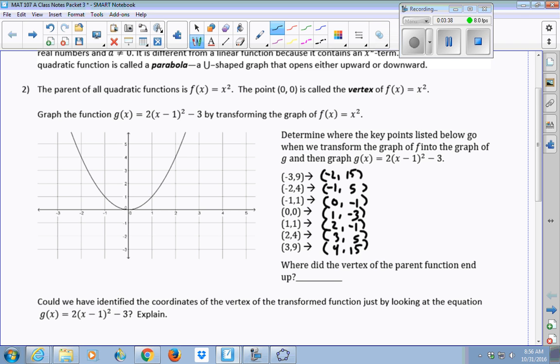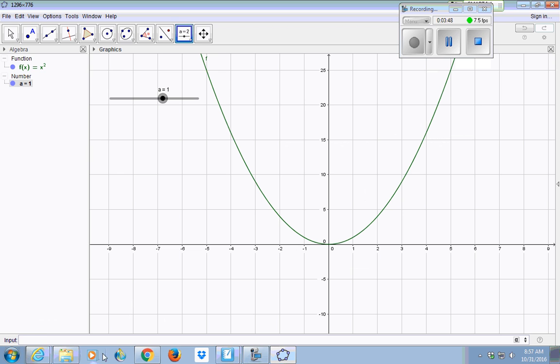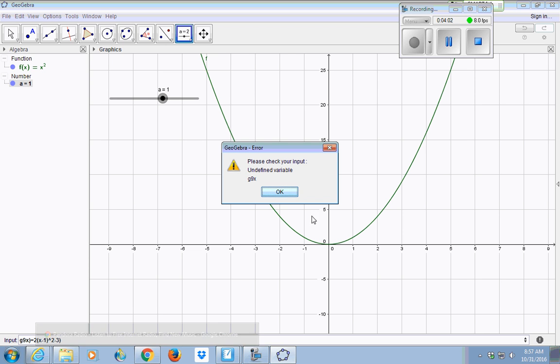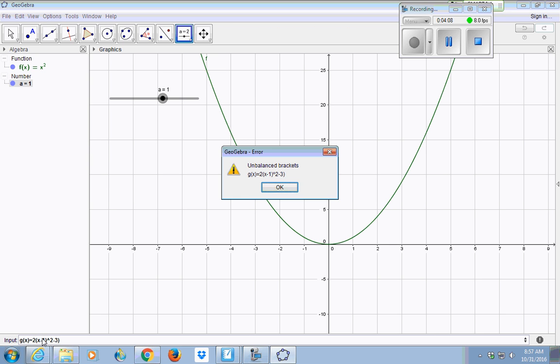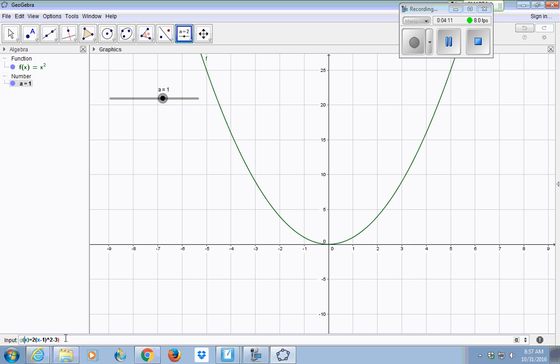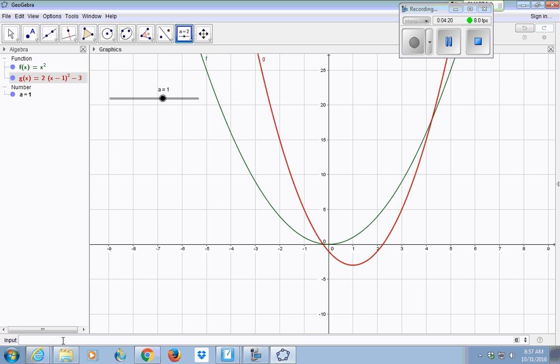Okay. So we can do this quick shift here on our paper, or we could put it right into GeoGebra and compare what's happened. So let's call it g of x. There's f of x right there. So g of x equals 2 times (x minus 1) squared, take away 3. Undefined, what did I do? I must have missed some parentheses. Oh, right there, right at the beginning. Okay. Oh, I must have missed some more parentheses. There we go. So there's our new parabola.